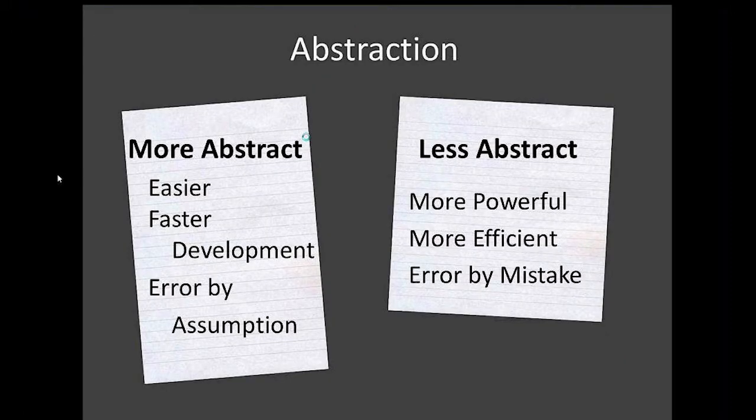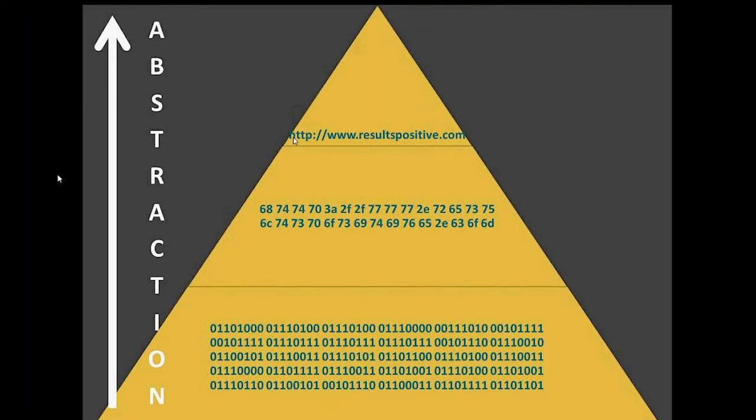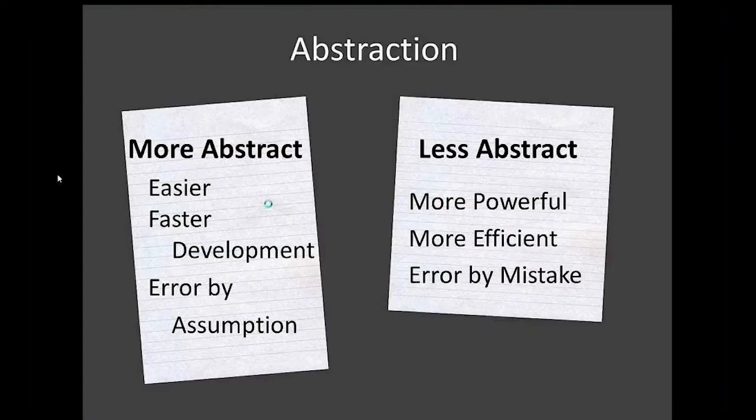One last thing about abstraction. The more abstract you go, in other words, the further up that pyramid we go, the easier things get. You're going to be able to build your systems quicker. And if you have errors, they're going to generally be errors of assumption. What do I mean by that? If we go back to the previous slide, maybe you think an H is actually a 6F and not a 68. So you're going to have a problem in transcription. It's going to be an error of assumption. You're assuming that it's a 6F, but it really is a 68. Again, it gets a little bit in the weeds, but basically it's an error of assumption.